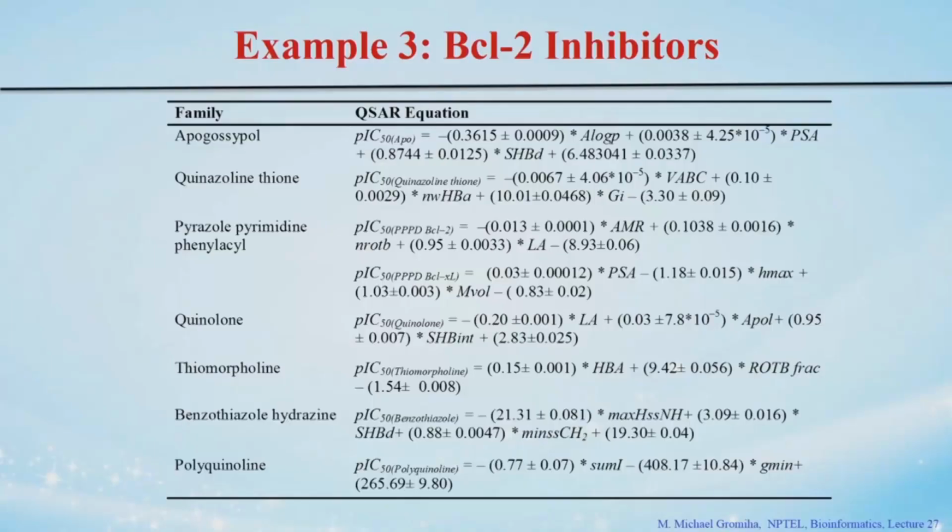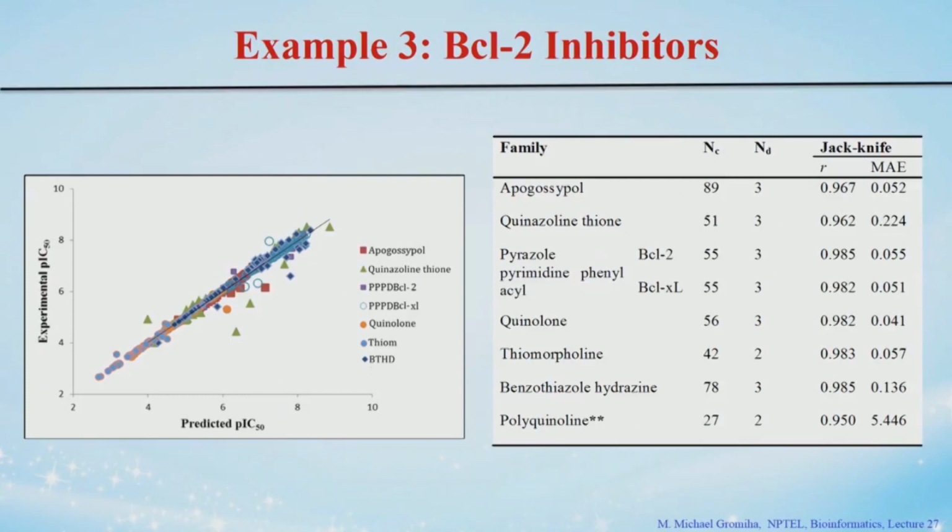Here I show example equations for the different families, and you have different equations. In some cases the properties are similar, and in some cases the properties are totally different. The compounds which describe any particular family depend upon specific properties. Here I show the results for the different families. This is the number of data, which ranges from 27 to 89, and here the number of descriptors.